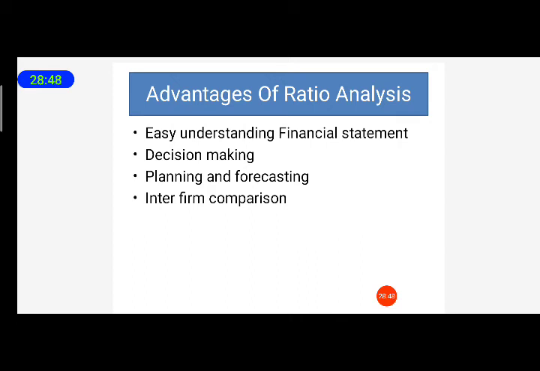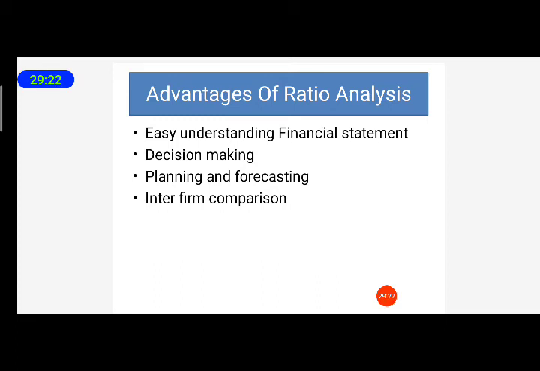Then the third advantage, planning and forecasting. Ratio analysis helps in planning and forecasting. Ratios related to past sales, profit and financial position may be used for forecasting figures. In recent years, ratios have been used as a measure for prediction of events. Ratios are being used in warning systems to indicate the failure of companies.